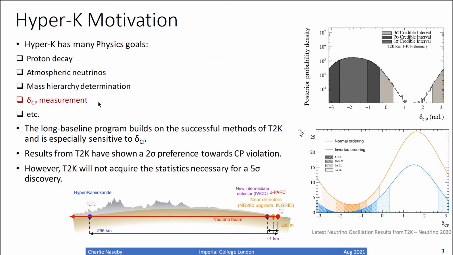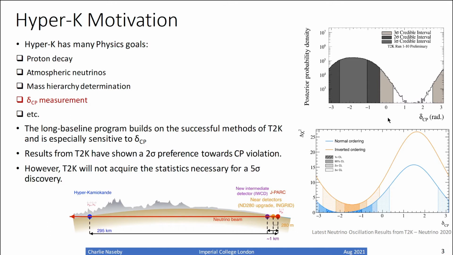So first, Hyper-K has a wide range of physics goals, ranging from proton decay to atmospheric neutrinos. But one of the core components of the project is the long baseline program. This builds upon the successful method employed by the T2K experiment of using an accelerator-based neutrino beam, a suite of near detectors, and a far detector. And this will be especially sensitive to delta CP. The results of T2K already show that there's a 2 sigma preference for CP violation in neutrinos.